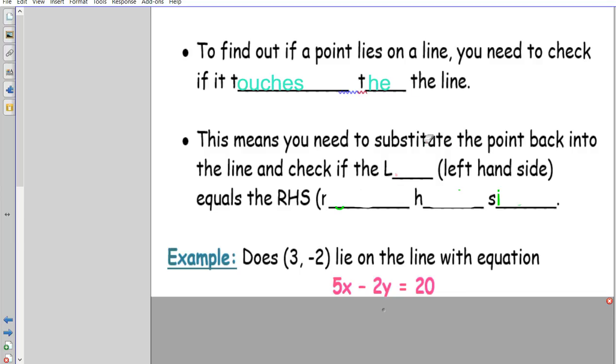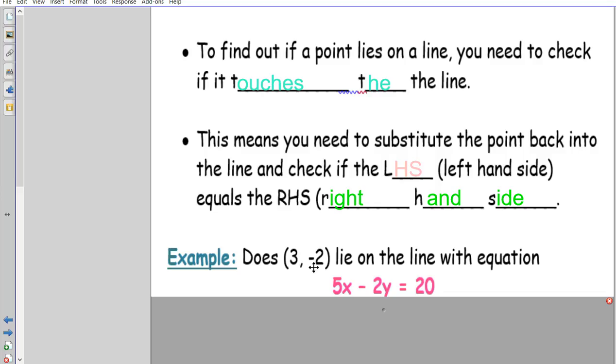This means that you need to substitute the point back into the line equation and check if the left-hand side equals the RHS. I tend to say LHS. What do you think RHS means? The right-hand side. So substitute the point back into the equation and just check, does the left-hand side equal the right-hand side?